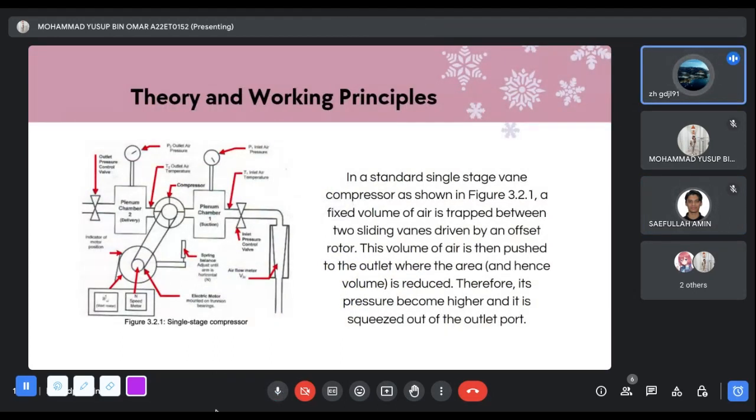Moving to the theory and working principle, in a standard single-stage fan compressor, as shown in figure 3.2.1 on the left-hand side, a fixed volume of air is trapped between two sliding vanes driven by an offset rotor. This volume of air is then pushed to the outlet where the area and hence volume is reduced. Therefore, its pressure becomes higher and it is squeezed out of the outlet port.